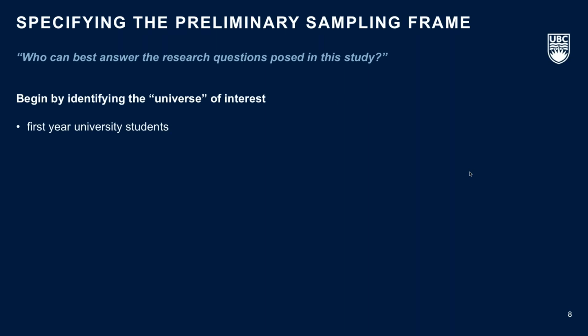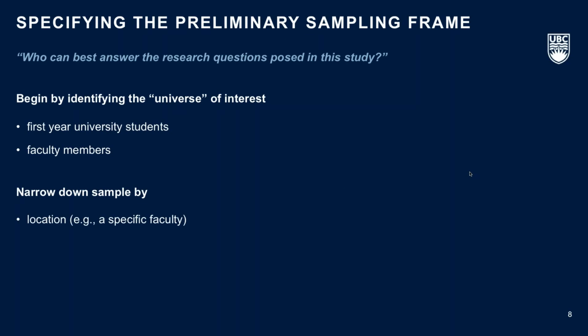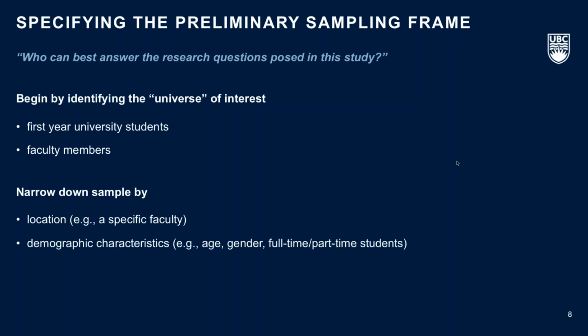So it could be, for example, a survey of first-year students or faculty members. And then we have to narrow the sample down. So we need to perhaps think about a location, a specific faculty like medicine or arts. Demographic characteristics such as perhaps you want young students, perhaps you want all female students, perhaps you want only full-time students. And any other relevant criteria that is important to your study. So this is kind of the brainstorming phase of your sampling design. So thinking big and working down from ideal to real.